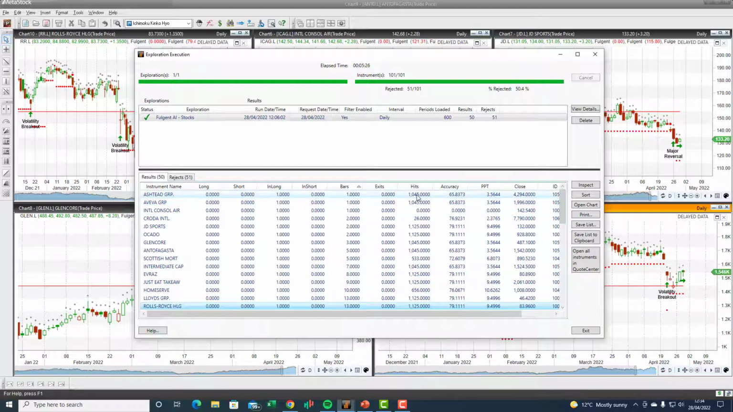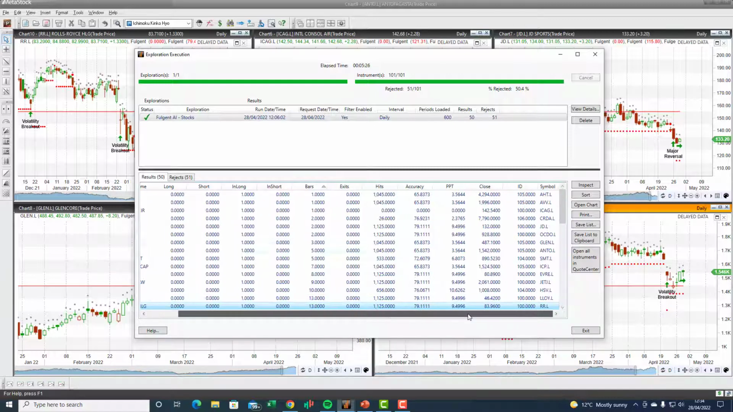Hits tells you how many times in the testing period this particular trade setup fired for this particular stock. So there's more than 1,000 incidents where this trade setup occurred for this particular share. The accuracy is on average 65%, so 6 out of 10 trades basically are profitable, with 3.5% average profit per trade. And here we can see what the particular instrument is, code 105, 100, 106.